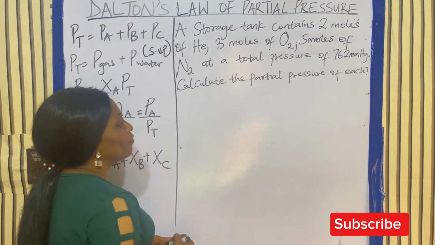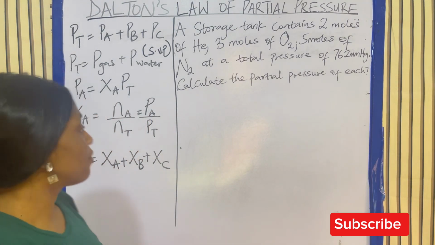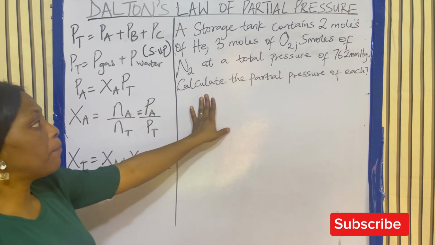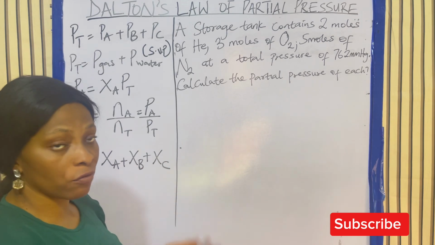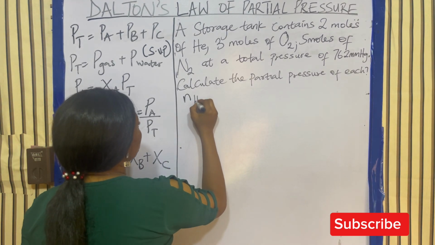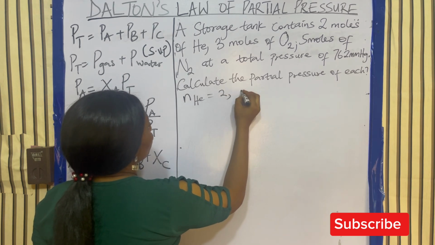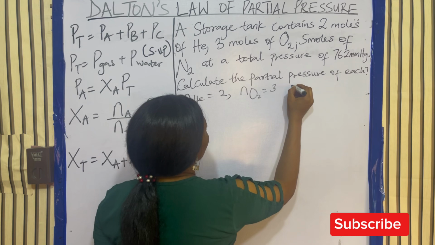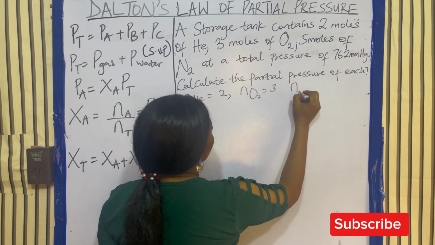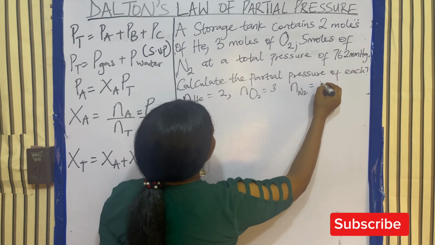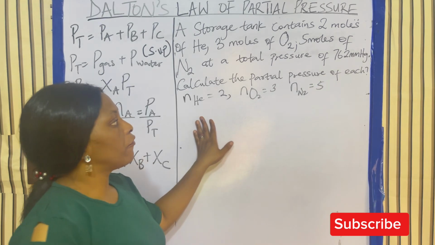Okay, now I want us to look at these formulas here. The one that we're going to use depends on the parameters that we are given. So let's write out our parameters. We have number of moles for helium is 2. Number of moles for oxygen is 3. Number of moles for nitrogen is 5.